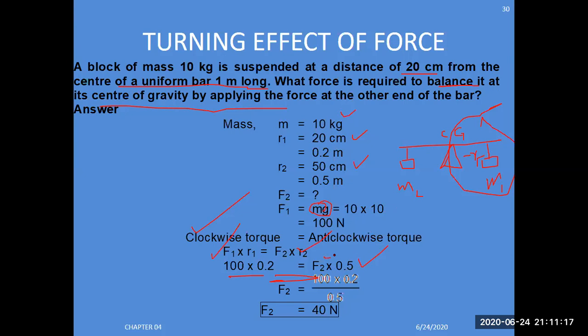If these are balanced, this will be the condition. All other forces are given. This force is acting at 0.5 meter, and this one was acting at 0.2 meter, and it's 100 Newton. So you have calculated the amount of force required to apply on the M2 side to keep it balanced. So this is the technique to calculate.